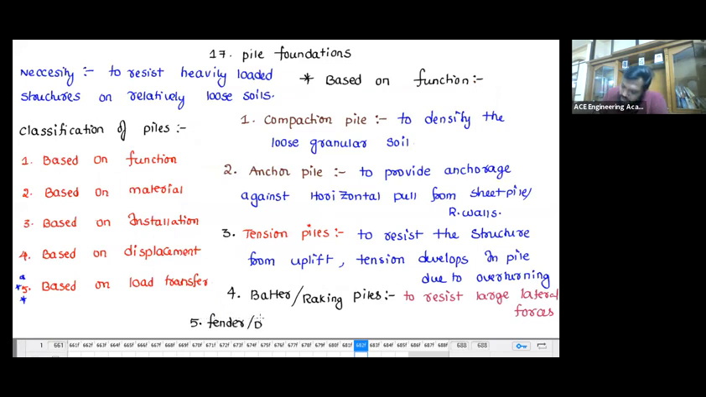fender or dolphin piles. Actually, these we construct at the front end of waterfront structures. These we construct at the front end of the water. Fender or dolphin piles are to resist impact from ships.